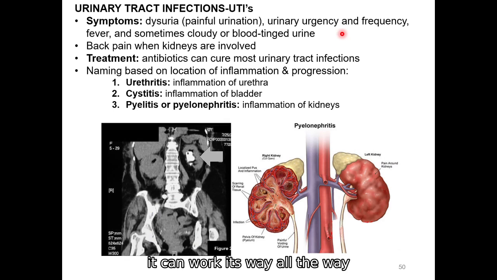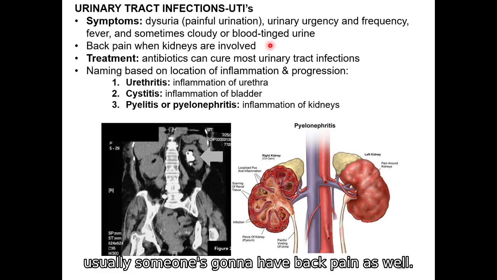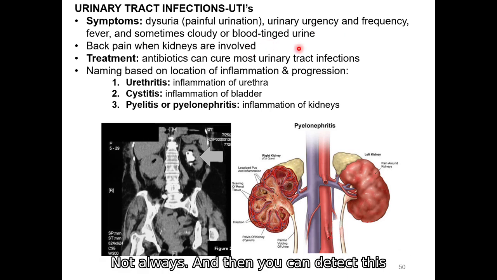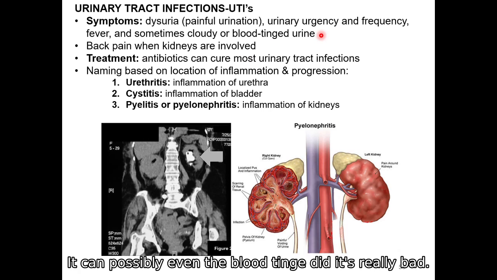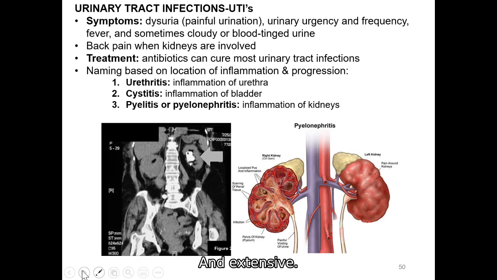So if it goes untreated, it can work its way all the way up the urinary tract system. And if the kidneys are involved, usually someone's going to have back pain as well. Not always. You can detect this through a urine test, urine analysis. Sometimes the urine will look cloudy. It can possibly even be blood tinged if it's really bad and extensive.